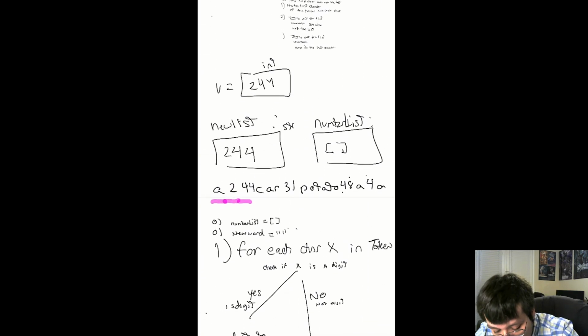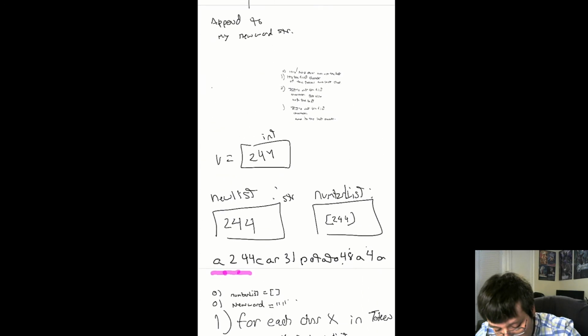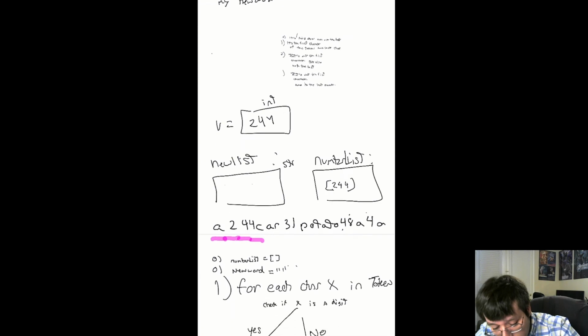So that means throw it in number list. Okay, so I'm going to put 244 in here. So now number list contains that. Okay, and finally set new list to emptiness. So basically clean it up. And now there's nothing. It's just square brackets with no space in between. Make sure you don't put a space there, otherwise things break. Cool. All right, so that covers the C. Very nice. Let's go ahead and see the A.